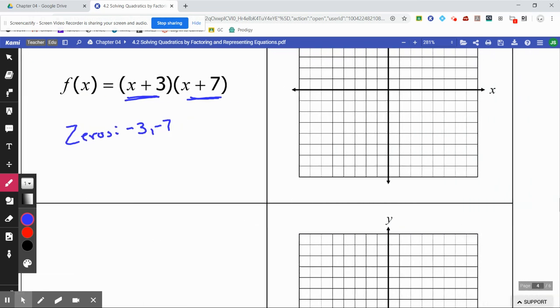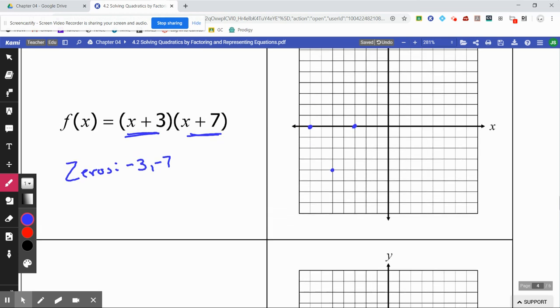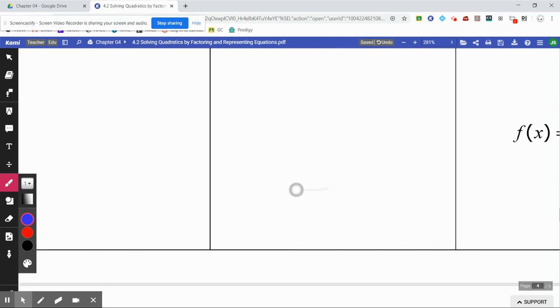So that's going to be 1, 2, 3, 4, 5, 1, 2, 3, negative 4 right there. We have zeros at negative 3 and negative 7. So therefore, my parabola looks something like that. Okay, next one.